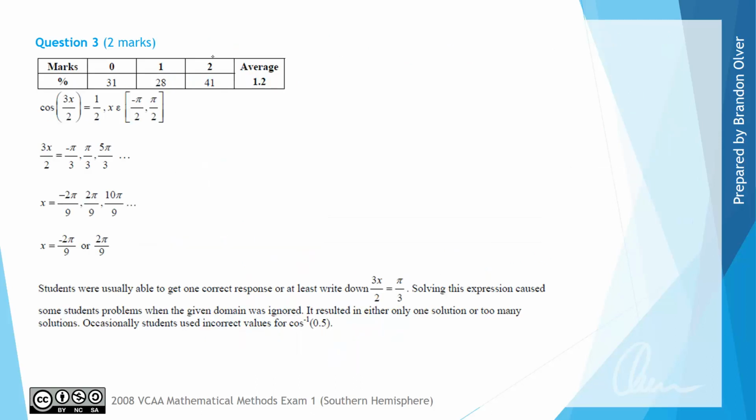From the examiner's report we can see that around 40% of students got full marks for this, with another 28% of students achieving 1 mark. Students were usually able to get one correct response, or at least write down that 3x over 2 needed to equal pi over 3. Solving this expression caused some students problems when the given domain was ignored. It resulted in either only one solution being found or too many solutions being stated.